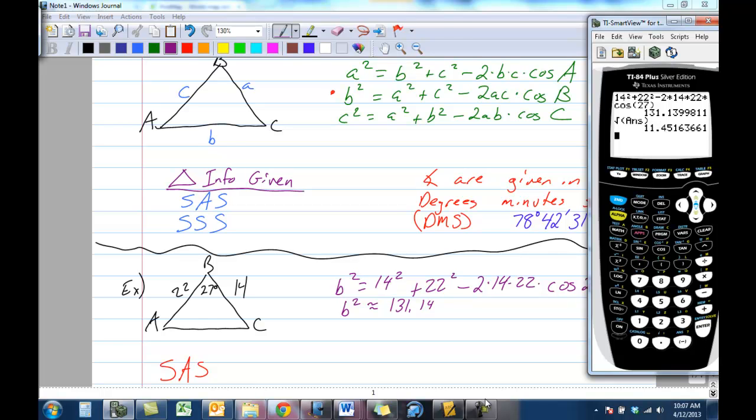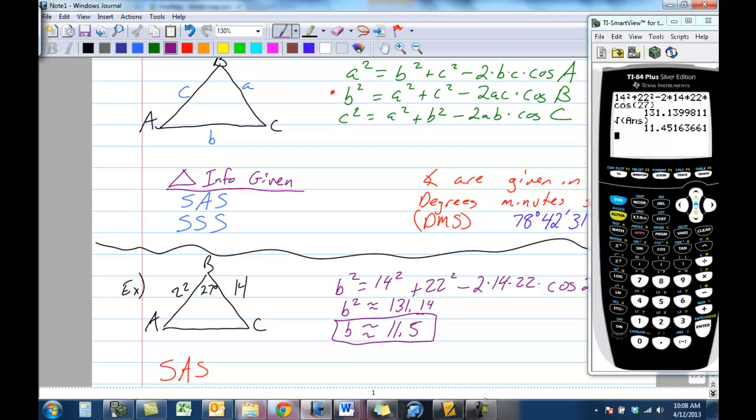Now, since we use a square root to solve, technically the answer is b is plus or minus. But the thing is, can side b here be a negative 11.45? No. But here's the thing. We're only going to round to the nearest tenth. Sides, we're going to go to the nearest tenth. So this is going to be 11.5.